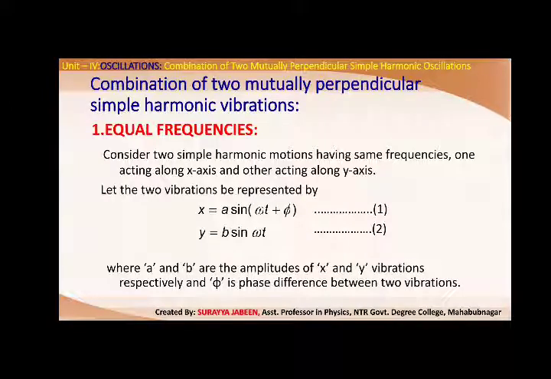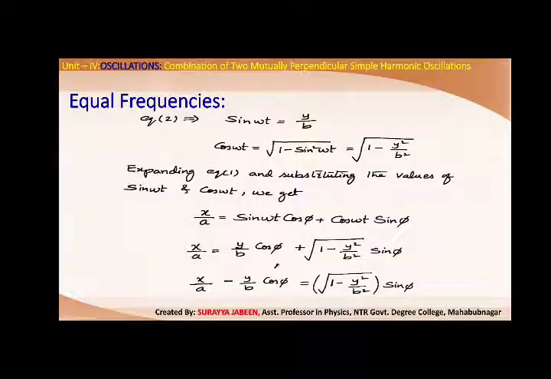Now equation 1, that is x equal to a sine(omega t plus phi), we have to expand. For expanding, I am taking x by a first. Then we get sine(omega t plus phi), which can be written as sine omega t cos phi plus cos omega t sin phi. So equation 1 can be written in this form also by expanding. Now we have to substitute the values of sine omega t and cos omega t. Sine omega t is y by b, and cos omega t is the square root of 1 minus y square by b square.